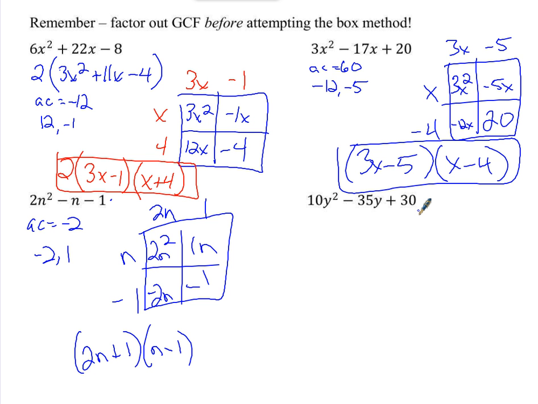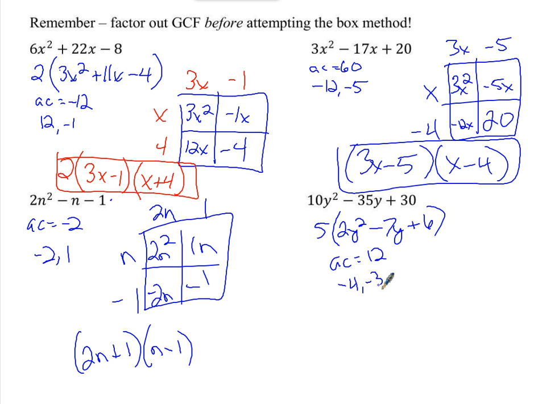All right, this fourth one is yours. Go. Let's move quickly through this one. What are we doing first? GCF is 5, so I have 5 times plus 6. Good. And now AC is 12, so that means I need 4 and 3. But they both got to be negative. 4 and negative 3.